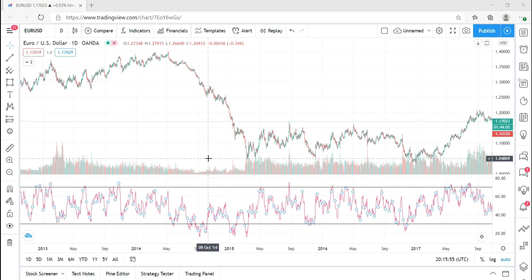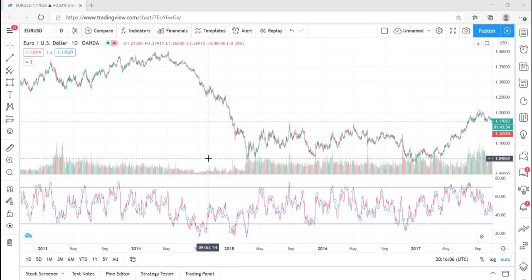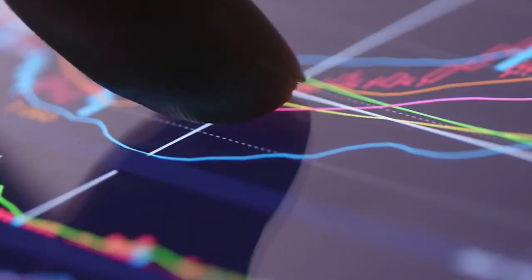Now, one of the main questions I get from new traders is, hey Ben, what is the best indicator to use? Hey Ben, what indicator do you use? And the answer is always the same. I don't use any indicators, okay? Because I know that price action is king.